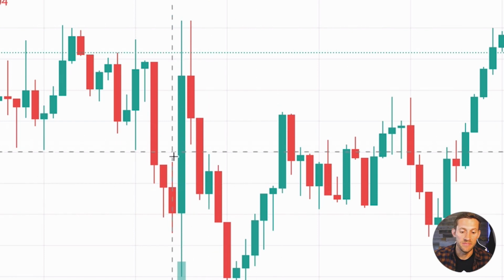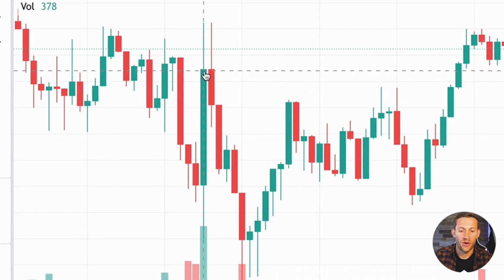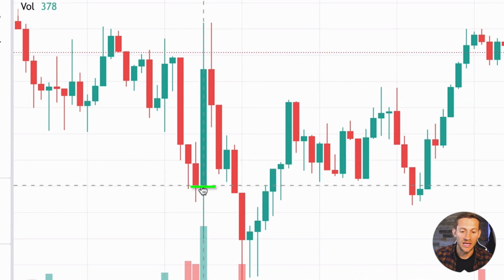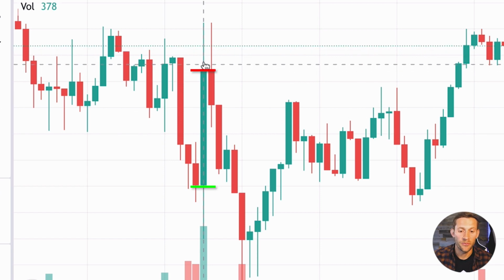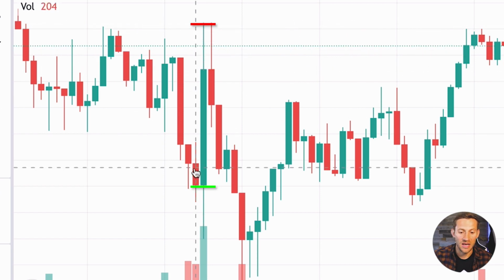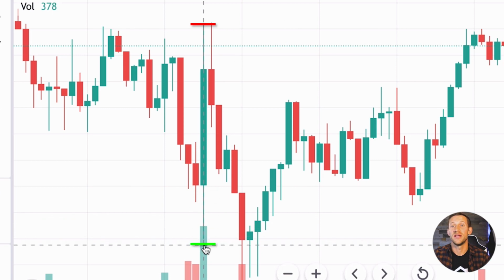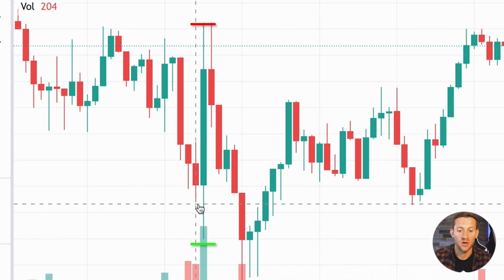During this particular minute of this day, the price of Bitcoin started the minute down here, it ended the minute up here, but during that minute, the price went all the way up to here and all the way down to here. So it was a crazy minute, right?